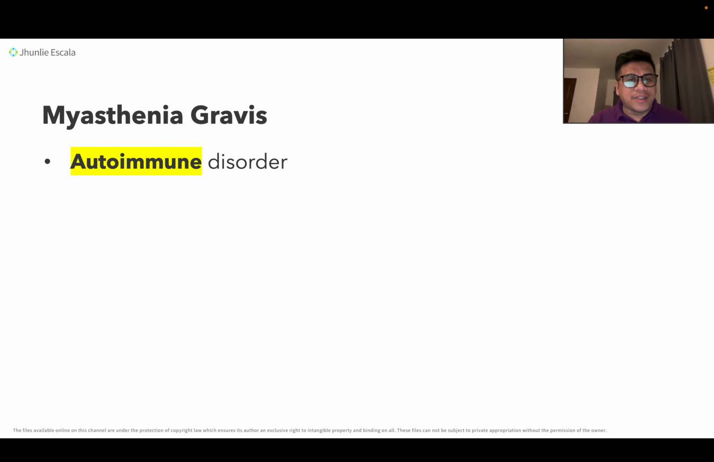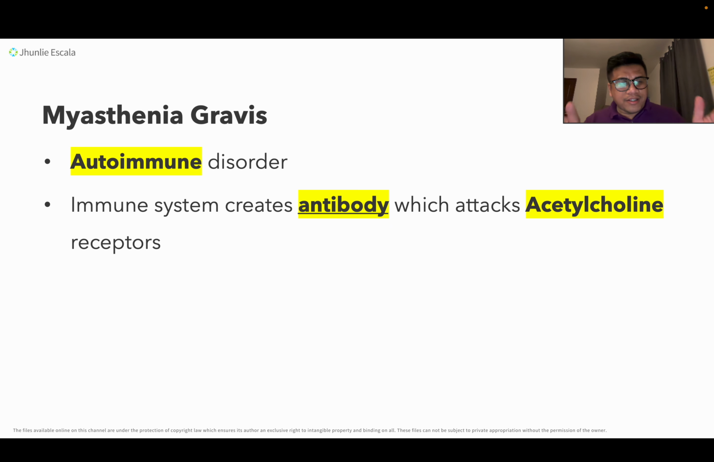So, when we say myasthenia gravis, kapatid, it is an autoimmune disorder. It affects the immune system, again, because it is an autoimmune disorder. And what happens here is that the immune system, kapatid, creates an antibody. Gumagawa ang katawan natin, specifically the immune system, an antibody which attacks the acetylcholine receptors that we have in our body. Remember that acetylcholine is a neurotransmitter, kapatid, that's responsible for the involuntary movements, for the salivation, basically for the normal functions of your muscles.